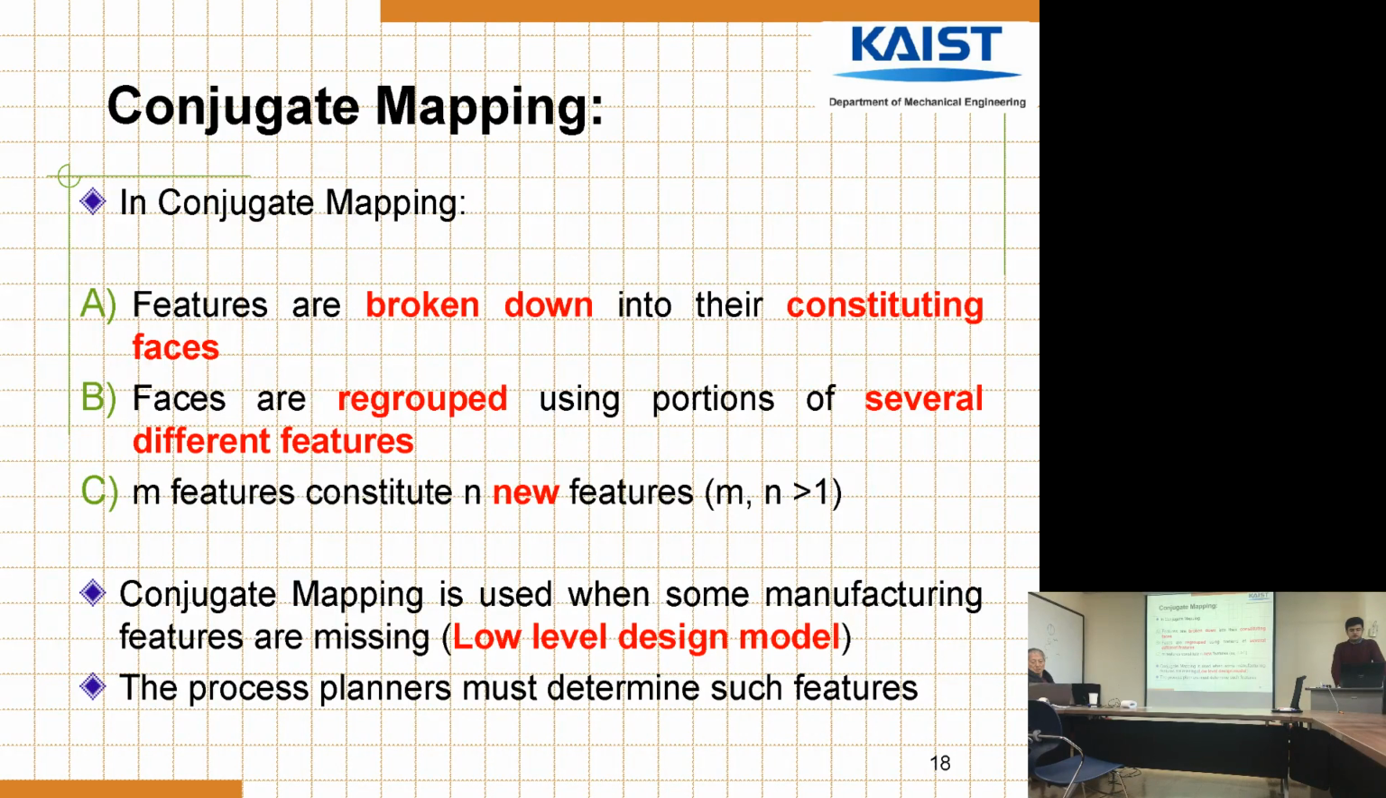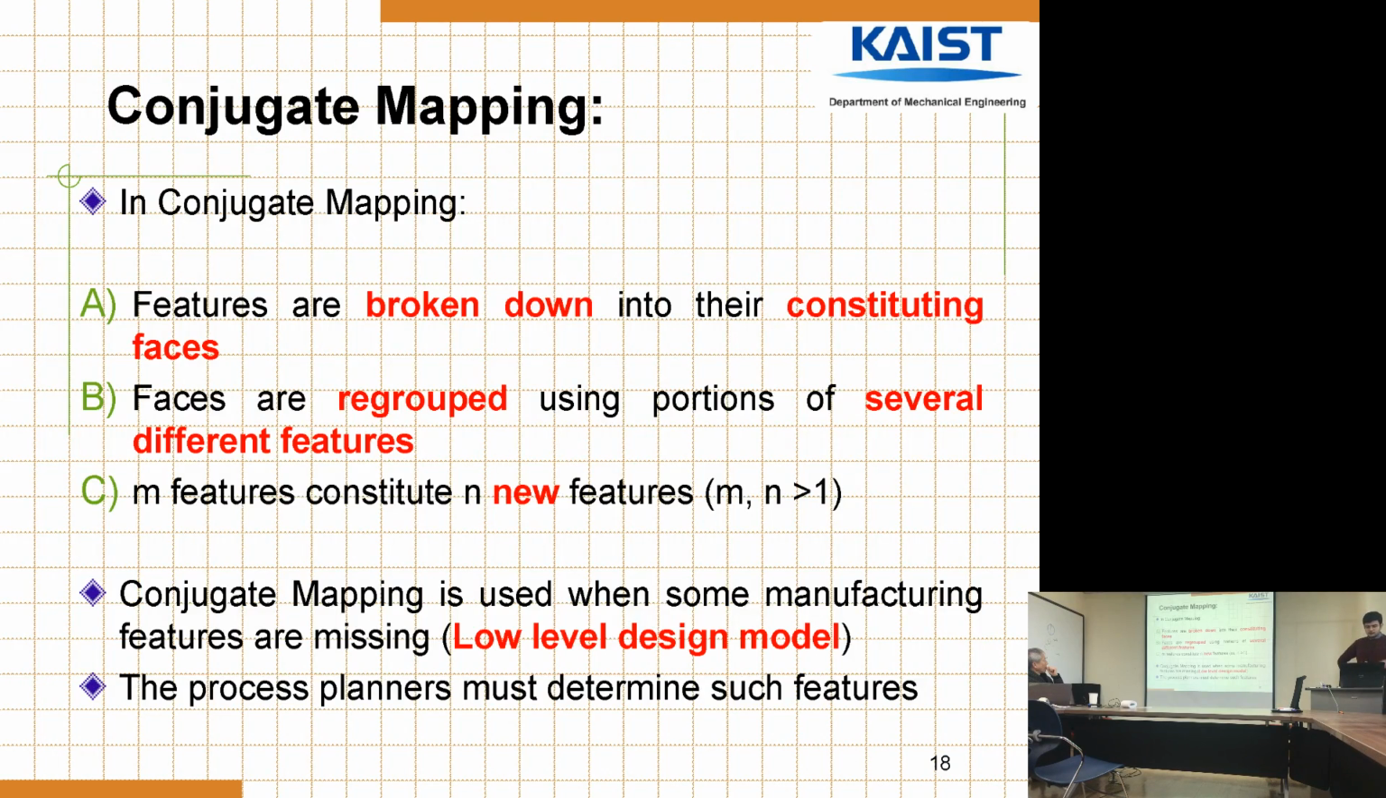The last of the mapping classes is conjugate mapping. It is said to be the most complex case of the mapping classes. Features are broken down into their constituent faces, so everything is decomposed in terms of faces. Faces are then regrouped, again depending on the process planner's decision, like if he is comfortable with three faces which can be manufactured by a non-machining operation.